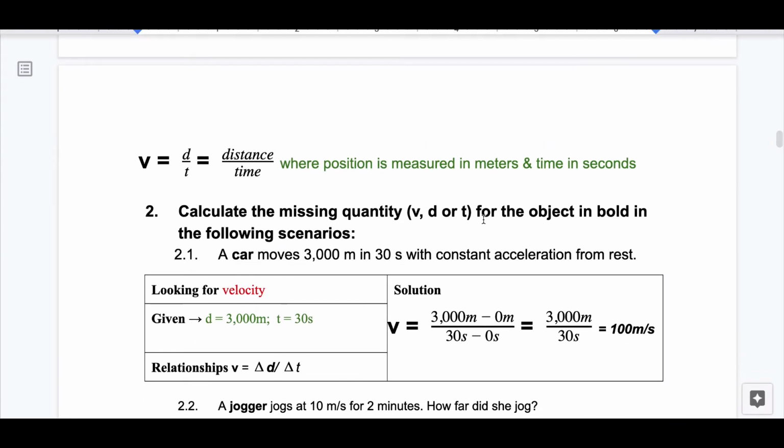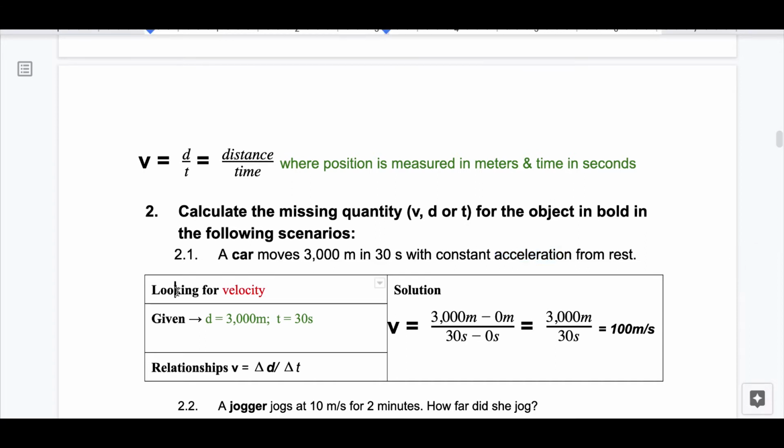So let's look at a problem for this, what it might look like. Calculate the missing quantity, v, d, or t, for the object in bold. A car moves 3,000 meters in 30 seconds with constant velocity from rest. We're going to look at constant velocity, meaning no change in motion to start. And then in our next unit, we'll go on to what happens when we have acceleration.